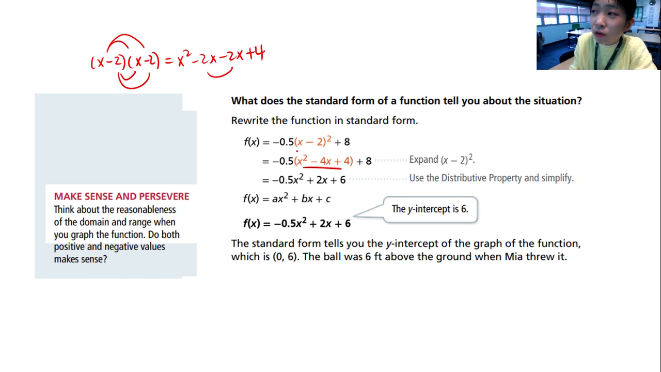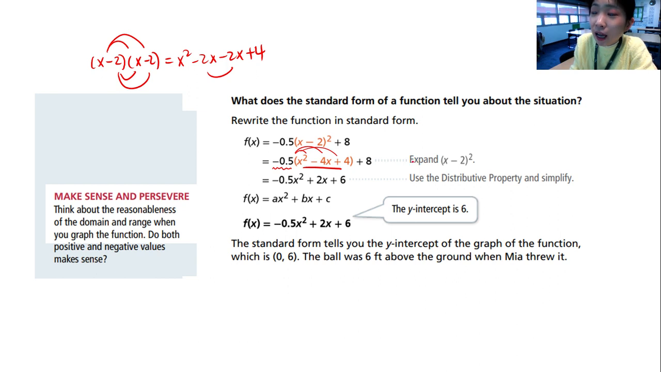And so use the distributive property to multiply 0.5 out, basically divide everything in half. But make sure you include the negative. So negative 0.5 times 1, negative 0.5 times negative 4, negative 0.5 times 4. And you have negative 0.5x squared plus 2x plus 6 if you combine the like terms for the constant. Okay, so now we have the expanded form, the standard form.